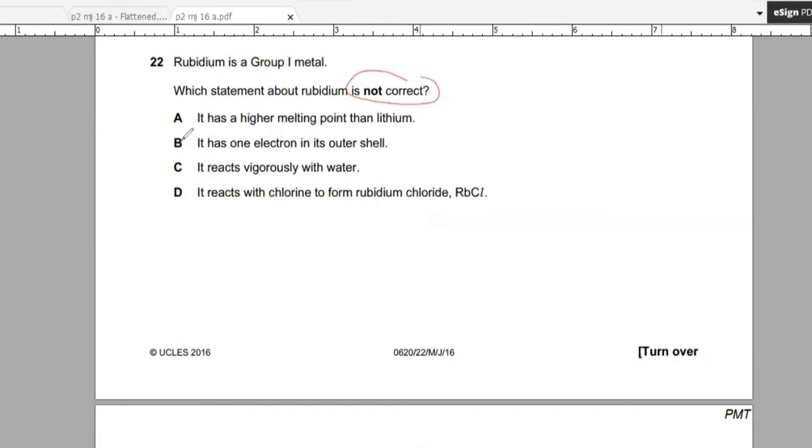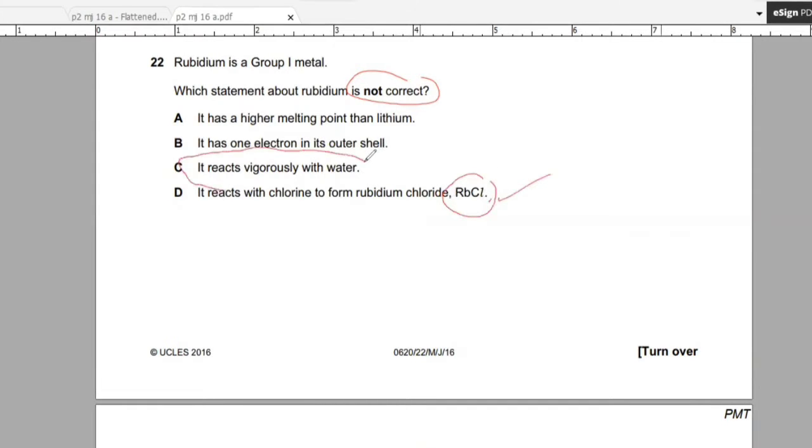Okay. A, it has a higher melting point than lithium. The second option says it has one electron in the outer shell. C, it reacts vigorously with water. And D, it reacts with chlorine to form rubidium chloride. So this is a correct statement. When it reacts with chlorine, it becomes rubidium chloride.